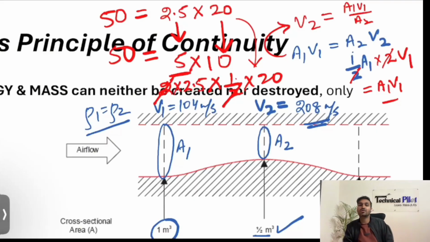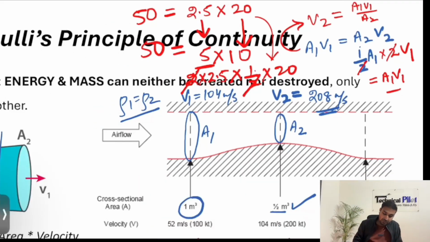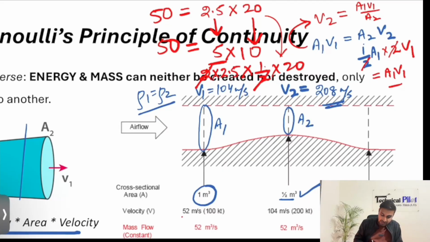In order to get a constant product, we must increase or decrease the second parameter by the same factor by which you have changed the first parameter. Good enough. So the velocity, here he took 52 meter per second, so it is double to 104. We have taken 104, ours will be double to 208.